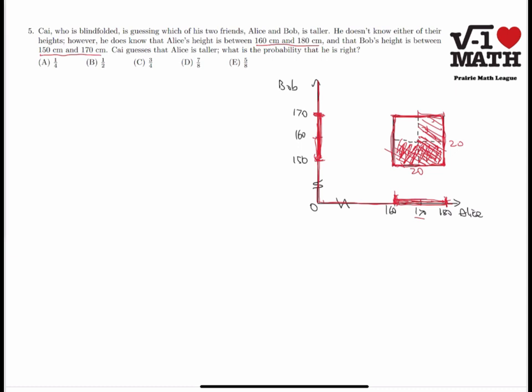Now, the only even grounds come when Alice is between 160 and 170, and Bob is also between 160 and 170. In this case, there is pretty much a 1/2 chance that Alice is going to be taller than Bob. So over here. Now the problem reduces to which fraction of the square is shaded, and it's pretty obvious that this is just 3/4 plus half of another fourth, which is just 7/8. And this is option choice D.